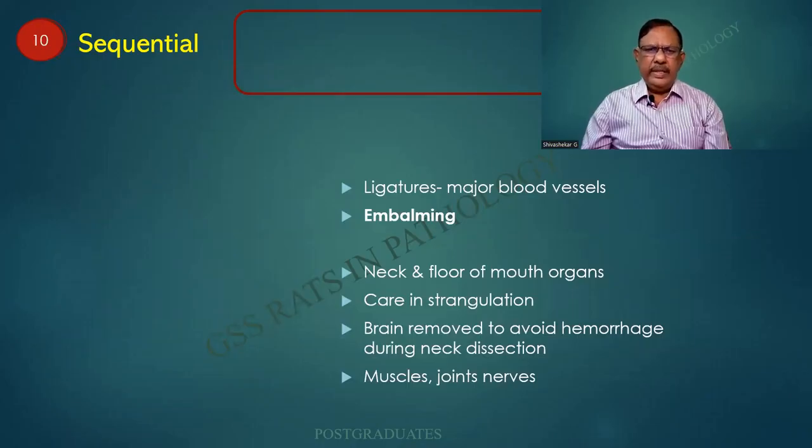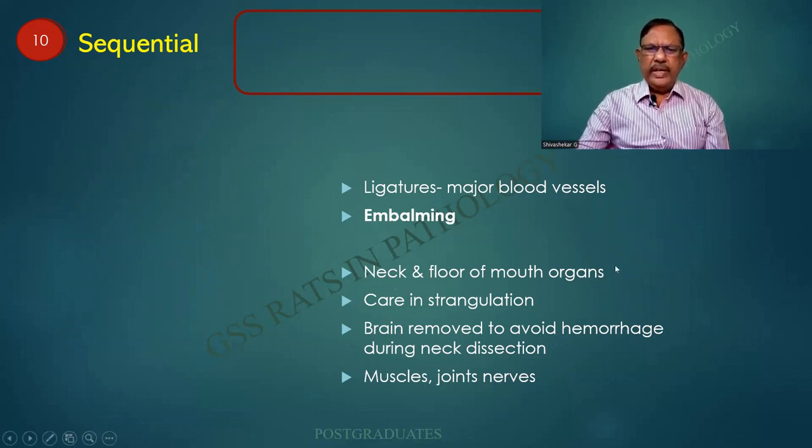There are some sequential activities that are going on. After opening up, there is a ligature of the major blood vessels. This is for two reasons. One, to prevent the outpouring of blood, and two, to facilitate embalming. After the blood is evacuated to some extent, the formalin or the buffered formalin is injected so that it perfuses into the various parts of the body, preserving it until autopsy.